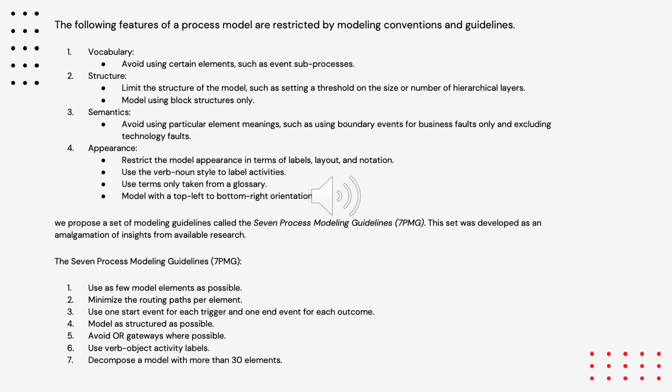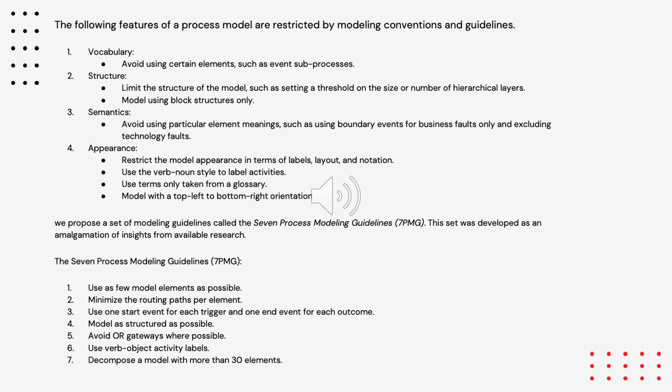And the fourth one is appearance. We're going to restrict the model appearance in terms of labels, layouts, and notations. We're going to use the verb-noun style to label activities, use terms only taken from the glossary, and use a model with a top-left to bottom-right orientation. We propose a set of modeling guidelines called the 7 process modeling guidelines.